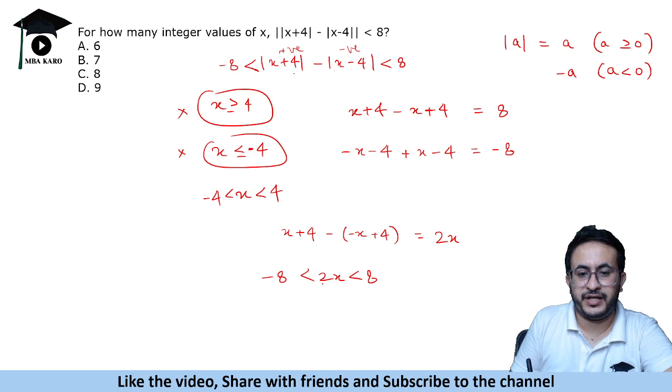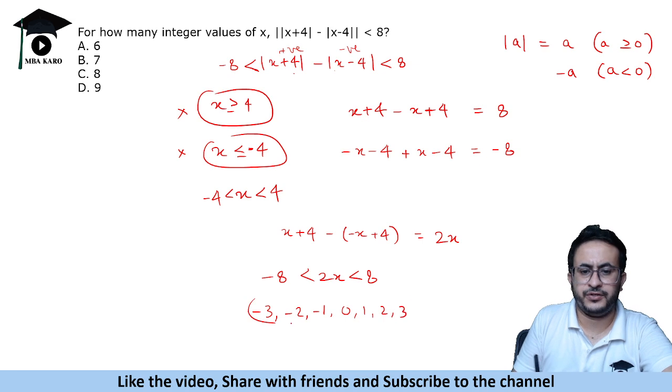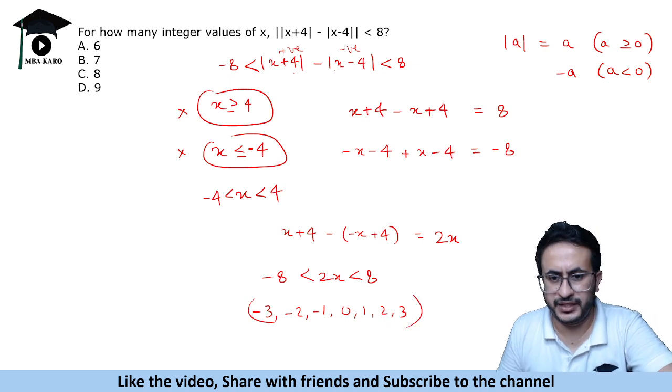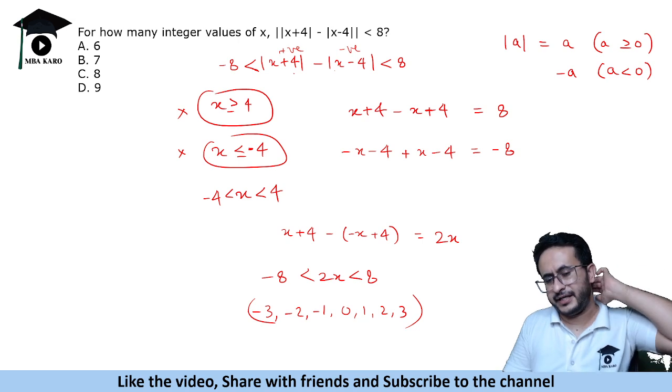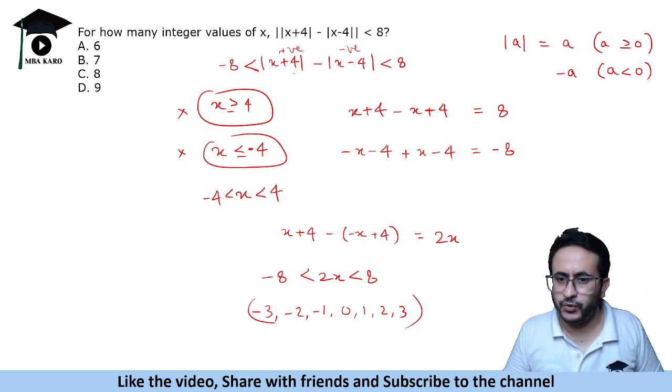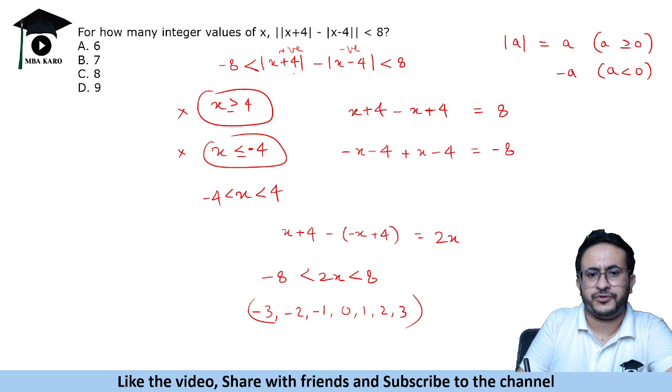Okay, so what all values of x will satisfy? Minus 3, minus 2, minus 1, 0, 1, 2, 3. So these values will satisfy this inequality. At the critical points the equation does not satisfy, like if we put 4 and minus 4, it does not satisfy. If we take interim values, it satisfies, so the expression becomes 2x.